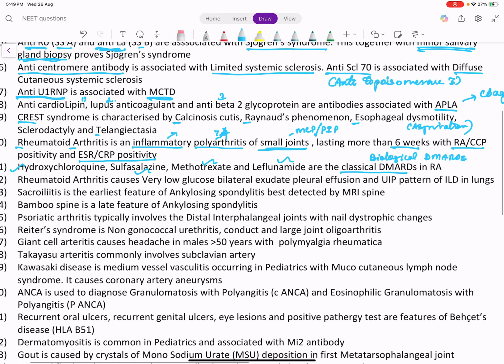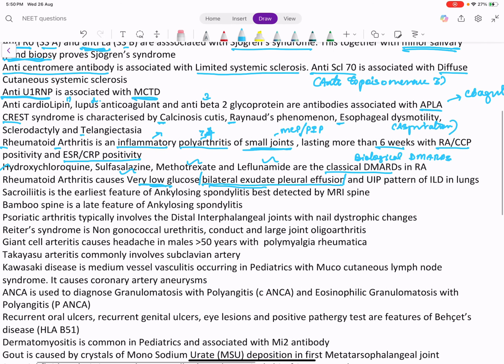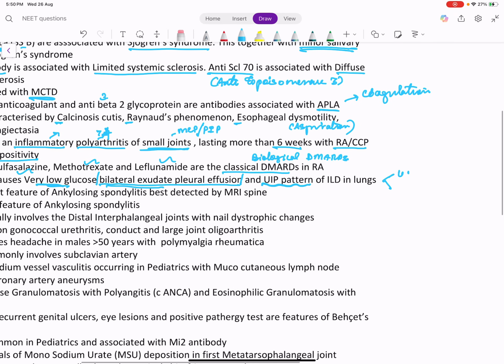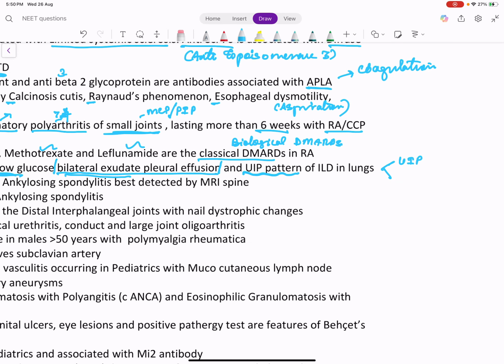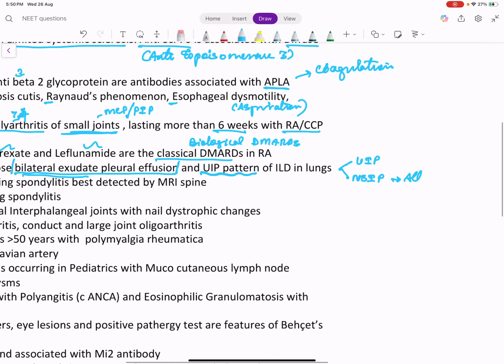Other points about rheumatoid arthritis is it is one disease which causes bilateral exudative pleural effusion. Usually exudative pleural effusion will be unilateral. Rheumatoid arthritis causes bilateral exudative effusion, that too with very low glucose. And it causes UIP pattern of interstitial lung disease in lungs. In ILD, there are 2 types of pattern. One is UIP, that is usual interstitial pneumonia pattern, or NSIP, non-specific interstitial pneumonia pattern. Usually all autoimmune diseases will have NSIP pattern except rheumatoid arthritis which has UIP pattern.